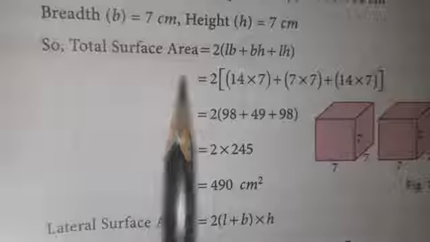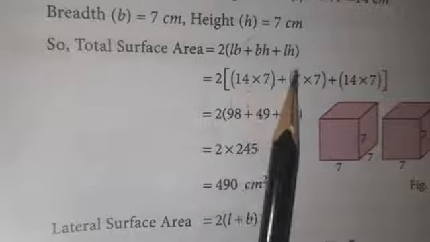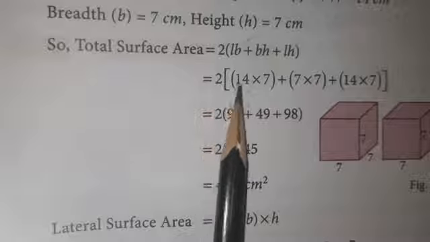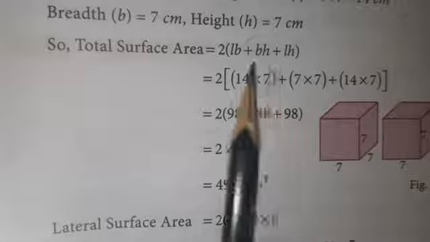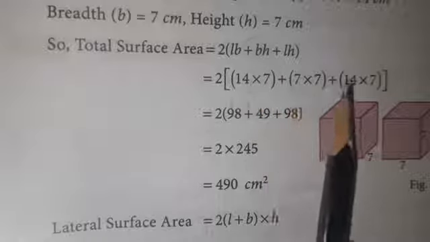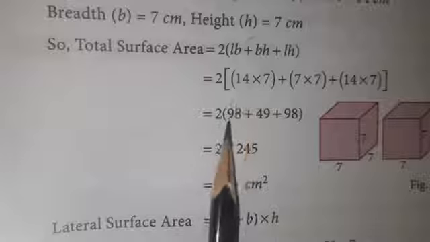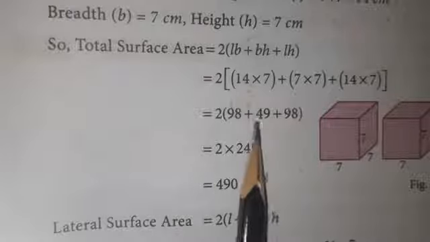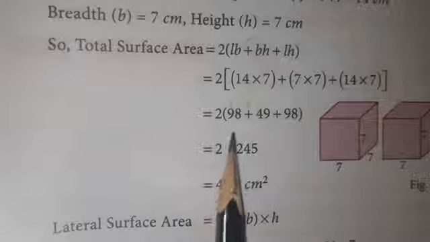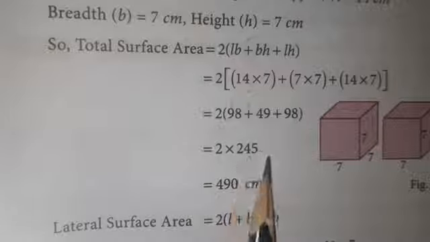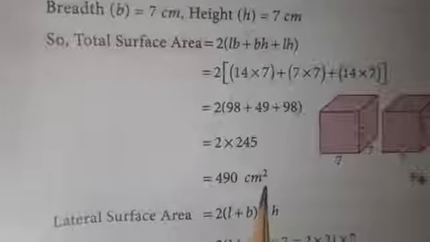Total surface area of a cuboid. The formula is 2 into (LB plus BH plus LH), which is 2 into (14 into 7 plus 7 into 7 plus 14 into 7). The B and H values are the same. When you multiply, 14 into 7 is 98, 7 into 7 is 49, and 14 into 7 is 98. Add these 3 and you will get 245. Multiply by 2 and you will get 490 centimeter square.